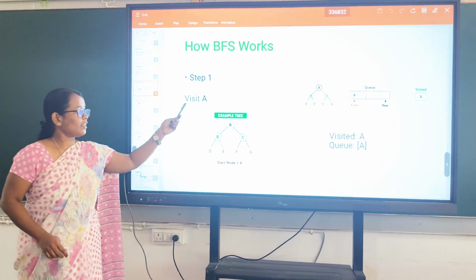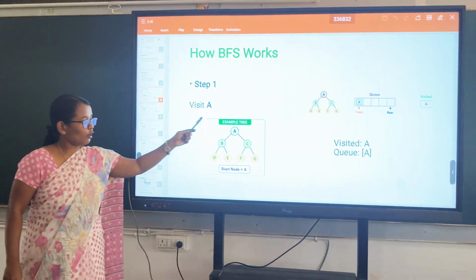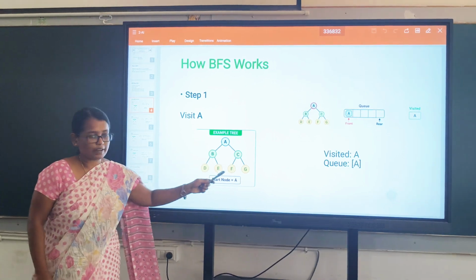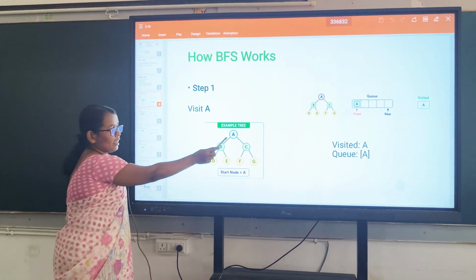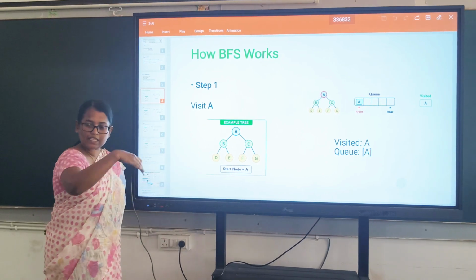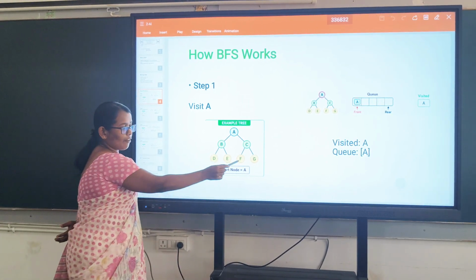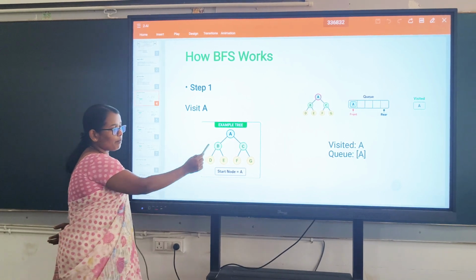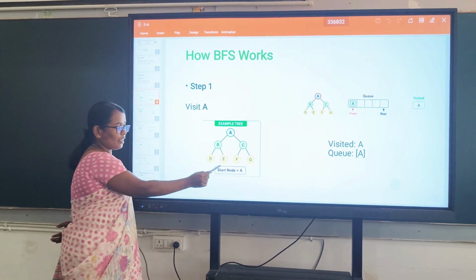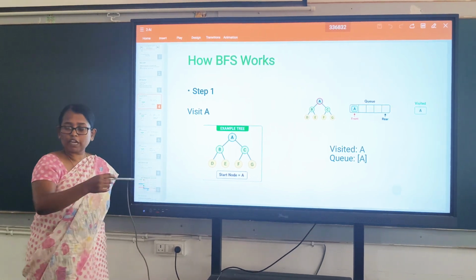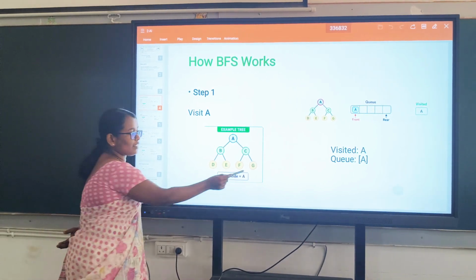Step 1 is visiting A. Look at the diagram we have taken as an example. Here the node A is called the root node. Then we have B and C in the next level, then D, E, F and G in the next level. So A is in level 0, B and C are in level 1, and D, E, F and G are in level 2. What we have to trace now is the goal node, that is G.